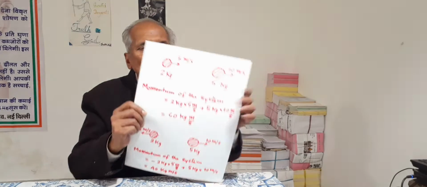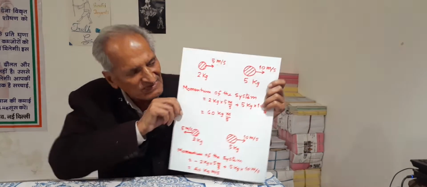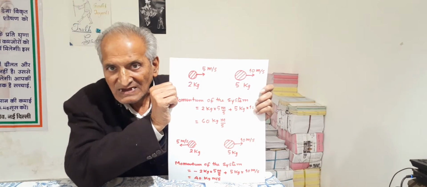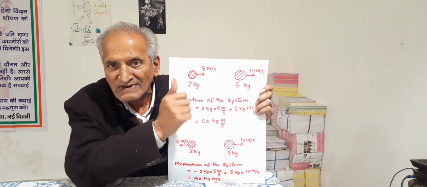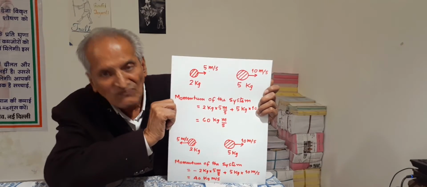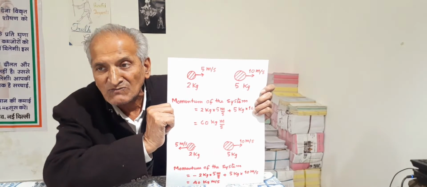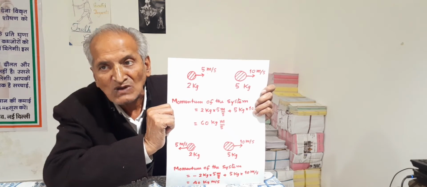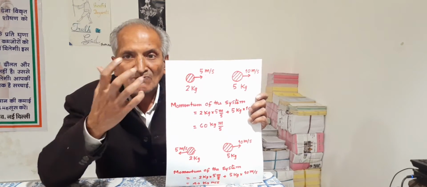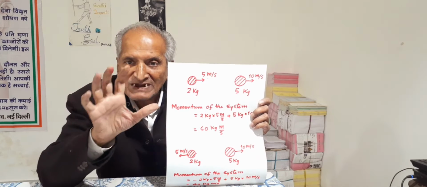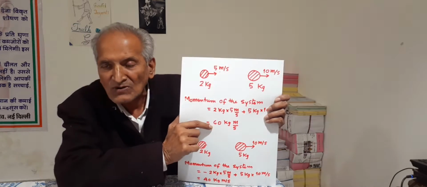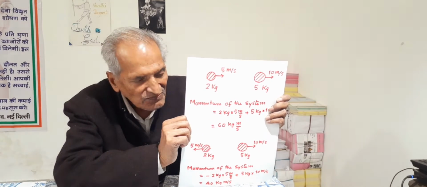For instance, I want to find the momentum of two bodies. A body of 2 kilogram mass moving with 5 meter per second velocity. Obviously, its momentum is 2 into 5, which is 10 units. There is another body of 5 kilogram mass moving with, say, velocity 10 meter per second. Its momentum will be 5 into 10, which is 50. They are moving in the same direction, so when you add the momentum of the system, let's suppose your system comprises these two bodies, then the total momentum of the system would be the total momentum of the two bodies, which is equal to 60 kilogram meter per second.